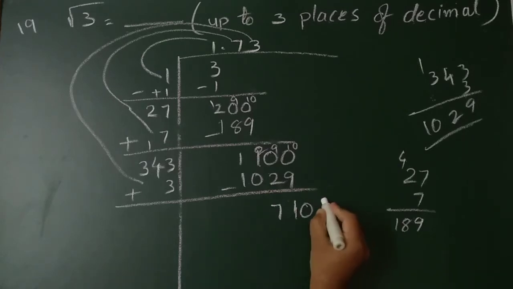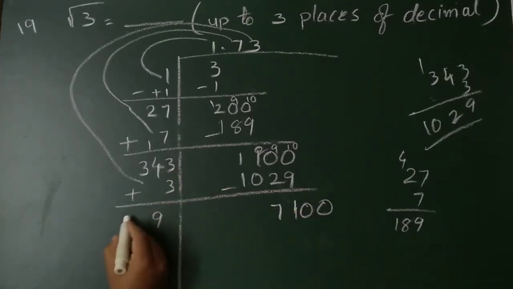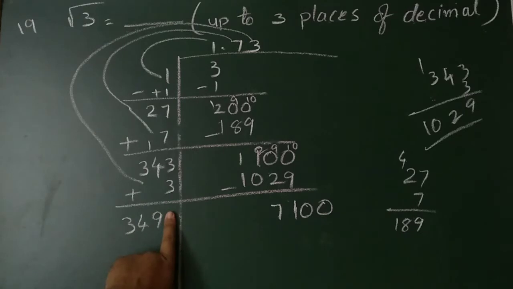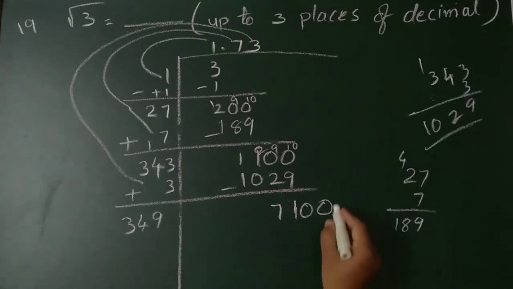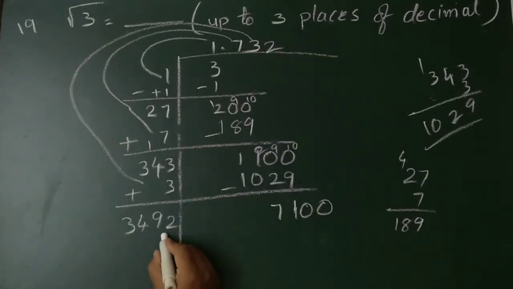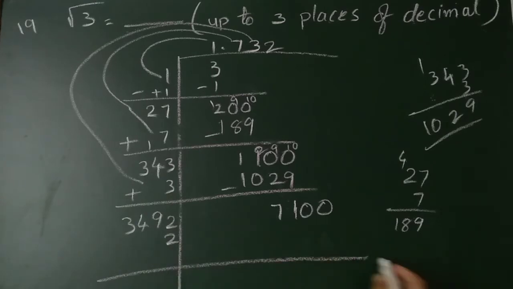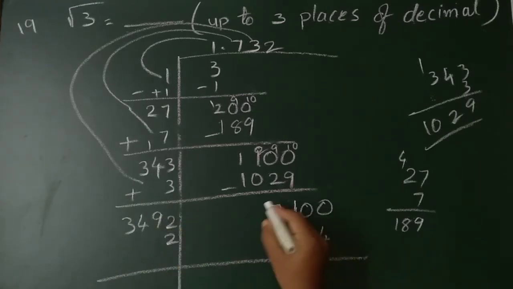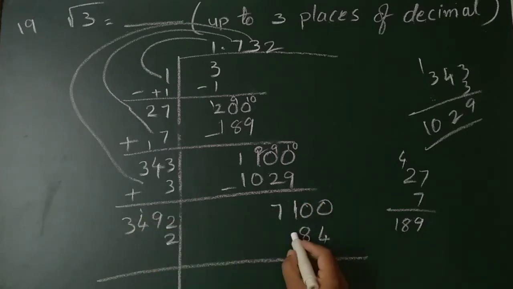71. Here the 2 zeros once again. 3 plus 3, 9, 4, 3. If I take here 1, 3491. So here the 7000 is there, so I'm taking with the 2. So 2s: here we have to add 2. 2 twos are 4, 2 eights, 2 nines are 18, upside 1. 2 fours are 8 plus 1 is 9. 2 threes are 6.